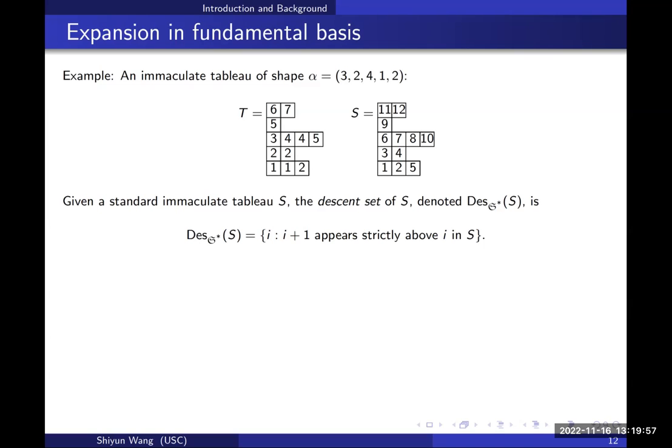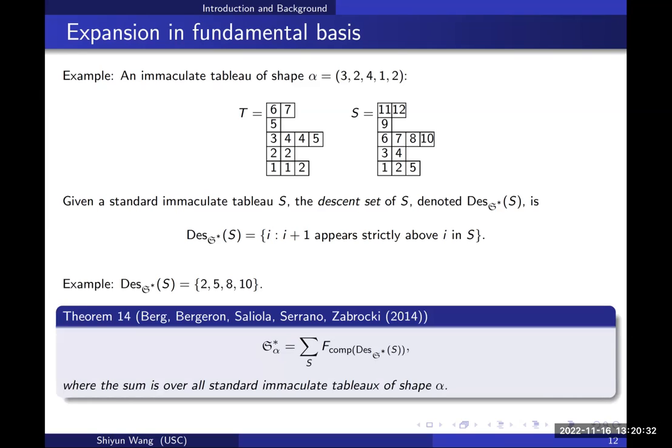And from the standardized tableau, there is a descent set of the standardized tableau, which is the set of all i's such that i plus 1 is strictly above i. So you get a set from the standardized tableau. For example, in this case, you get 2 because 3 is above 2, and then 5 because 6 is up there, and then 8 and 10.